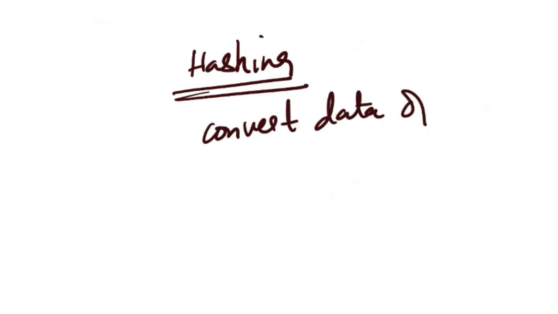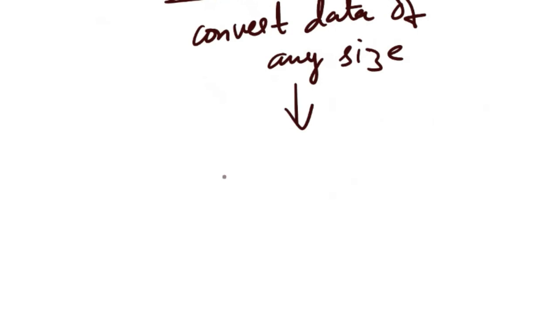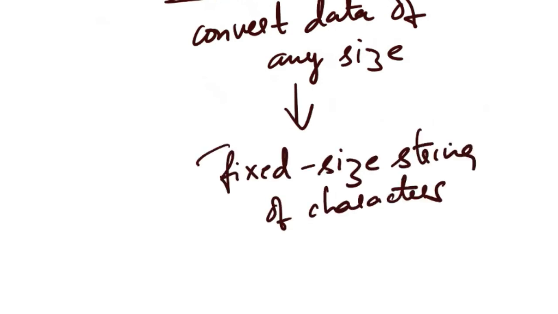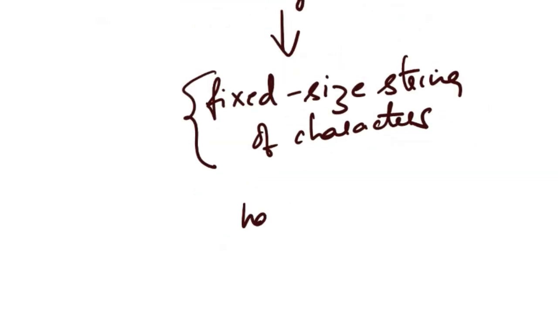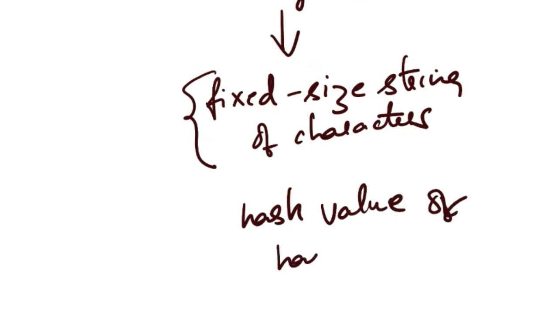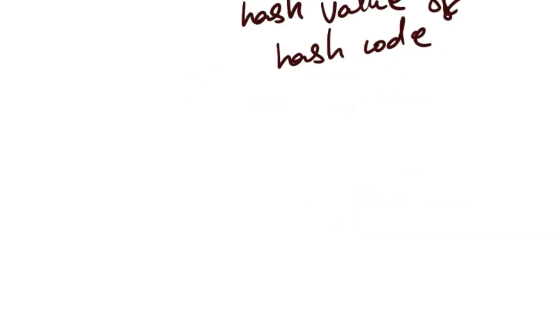Now let's talk about hashing. This is a cryptographic technique used to convert data of any size into a fixed size string of characters. This is typically a sequence of numbers and letters. The output is called a hash value or hash code. Let's see how hash works.